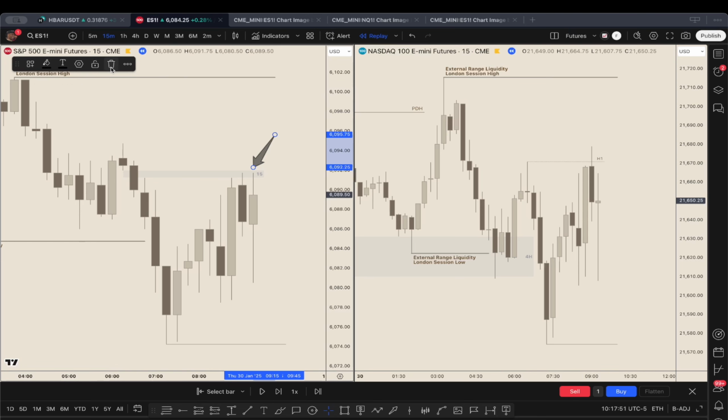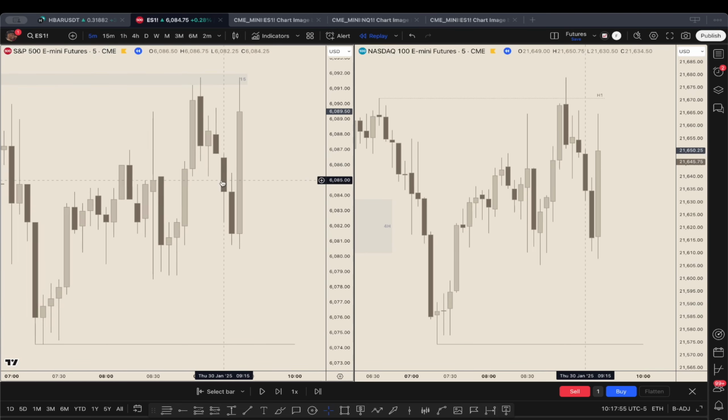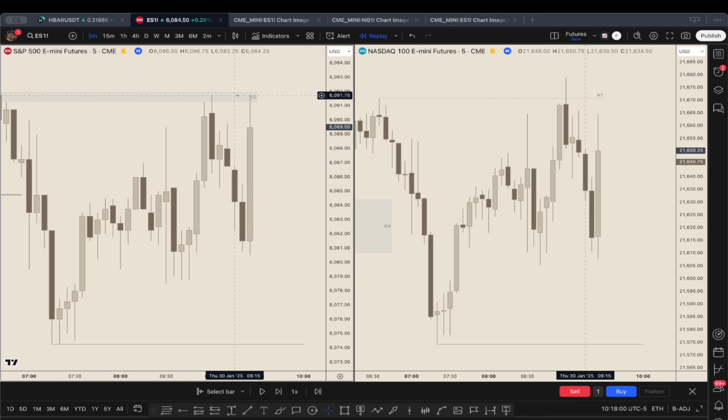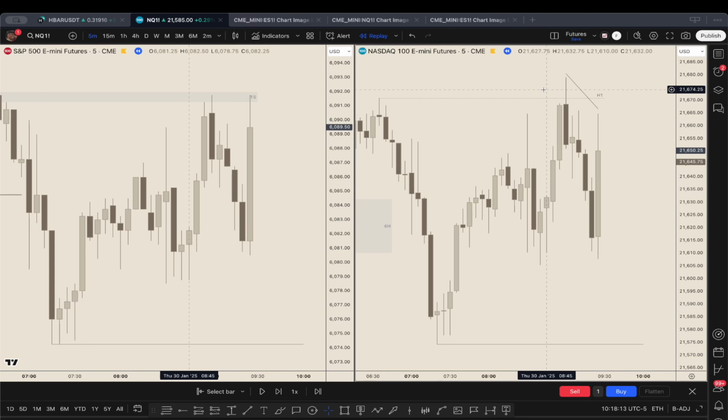From here, I dropped down to the 5-minute to get a better look at what was happening, and this is what I saw on the 5-minute. I noticed we had these equal highs on S&P, but we had a little bit of divergence on NASDAQ. So this was the first thing that kind of stopped me from just jumping into a buy. I don't like to buy into divergence. Usually divergence at the highs means that price is going to drop a little bit.